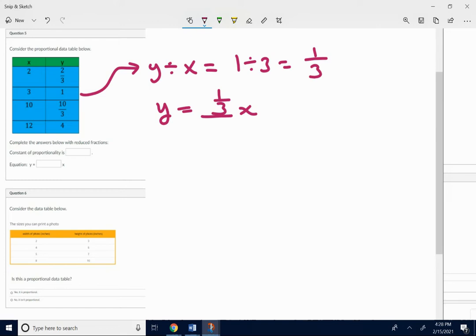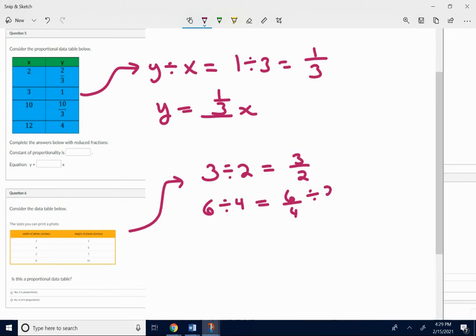Okay, number 6. There's a data table. Is this proportional? Okay, so you just got to keep doing your y divided by x's. 3 divided by 2 is 3/2. Okay, 6, the second row. 6 divided by 4 is 6/4. Okay, but that reduces to 3/2. We're good so far, y'all. Good so far. And then I have 7 divided by 5.